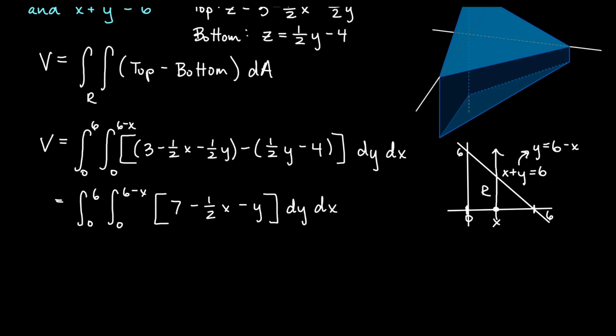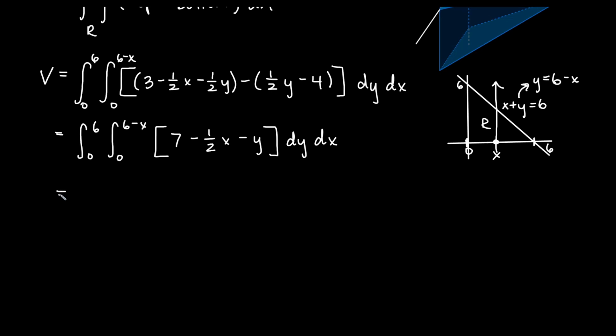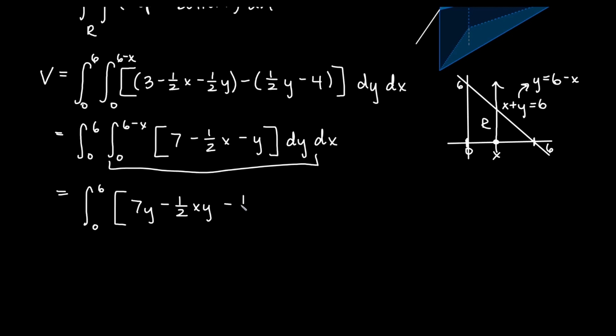Okay, let's move on to the antiderivatives. So we're going to go ahead and do the inside piece here, integrating dy. So we'll leave the 0 to 6 integral out here. Antiderivative with respect to y, we get 7y minus 1/2 xy minus, and then 1/2 y squared from the power rule. And we'll evaluate from 0 to 6 minus x, and dx will be our next step.